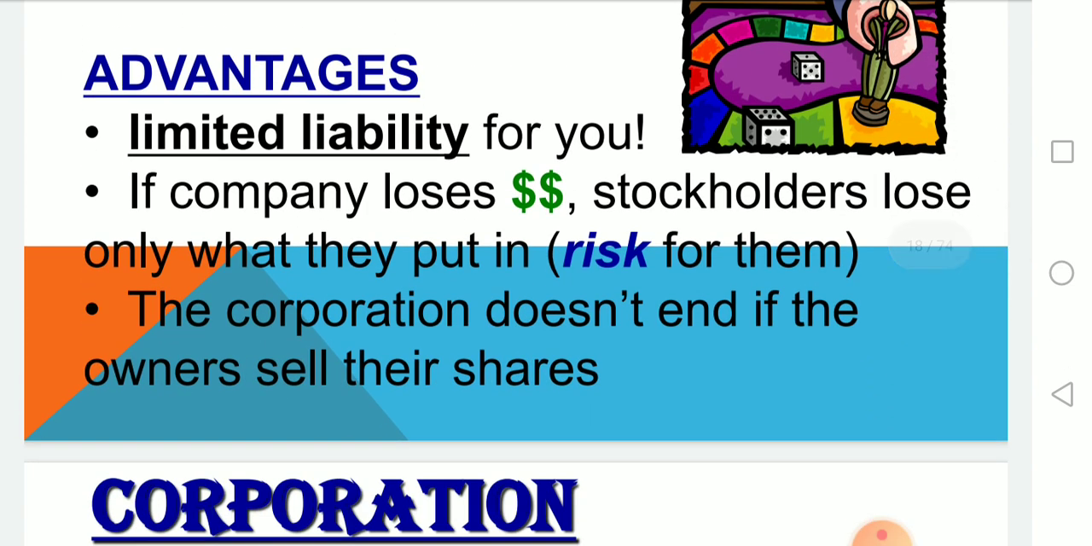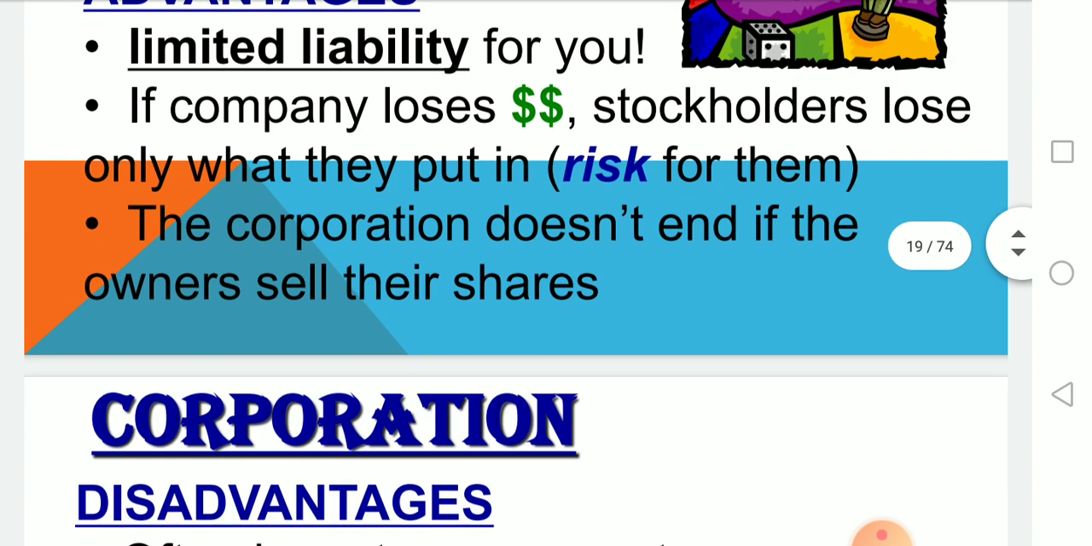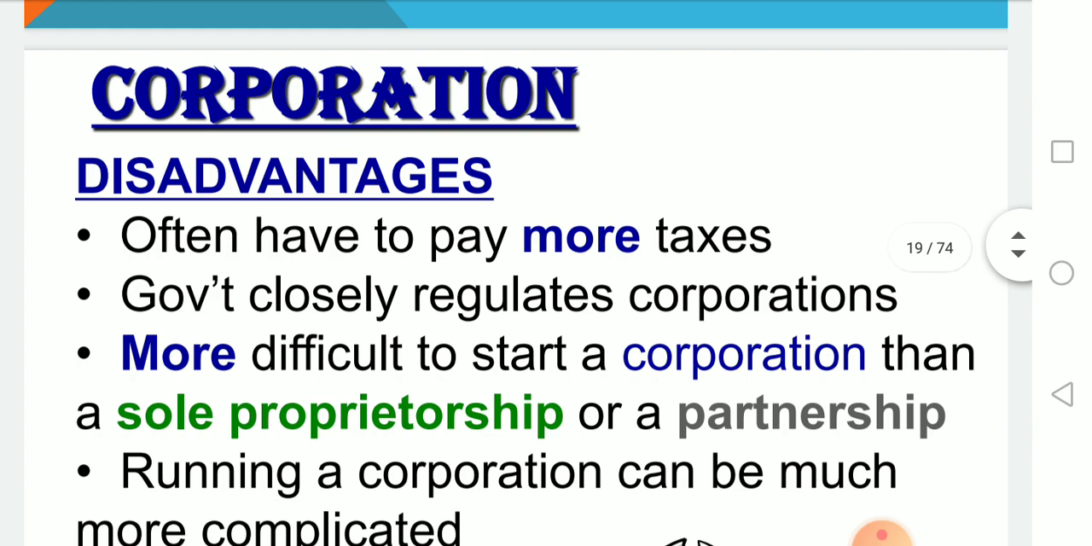I have here some advantages of this corporation. We have limited liability for you. You don't have to pay all the debts of the company. If the company loses money, stockholders lose only what they put at risk. So as a stockholder, what should I do? Will I pay all of this? No, I'm just going to pay my share. The corporation doesn't end if the owners sell their shares. The owners can sell their shares to others and the corporation will continue.